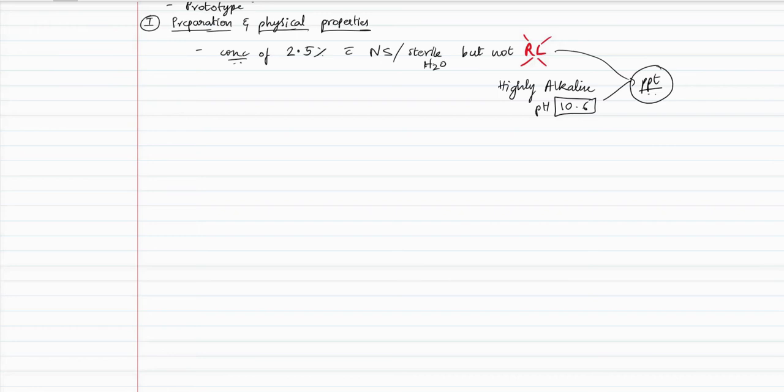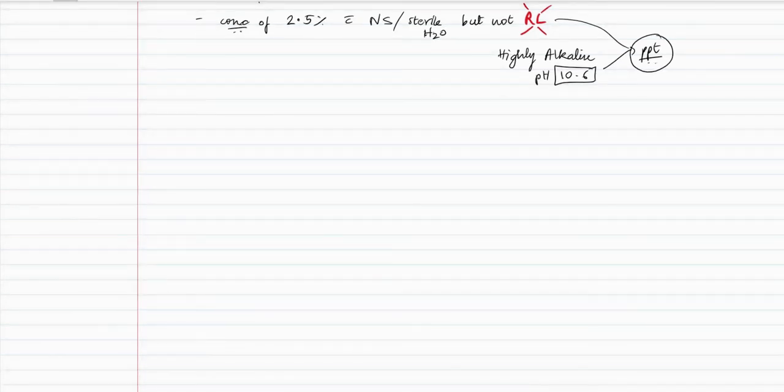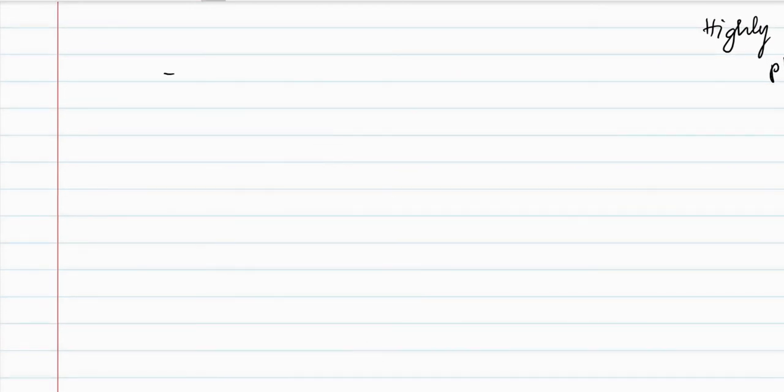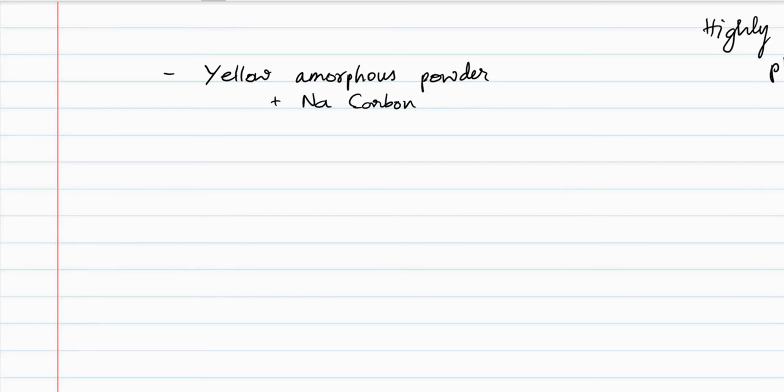Thiopentone sodium is a yellow amorphous powder. Most yellow colored substances give you a hint that it contains sulfur. It also has sodium carbonate and is stored in a nitrogen atmosphere.